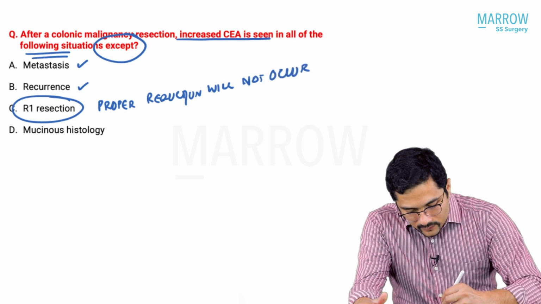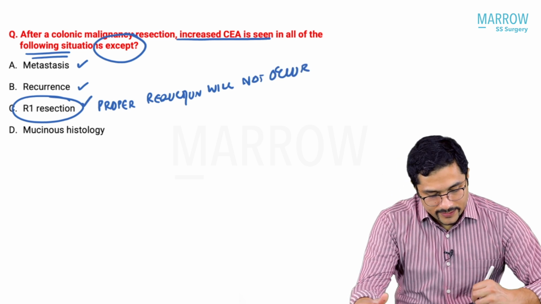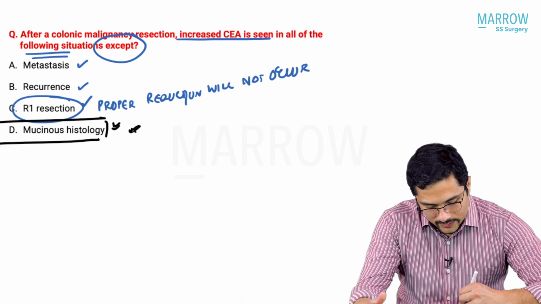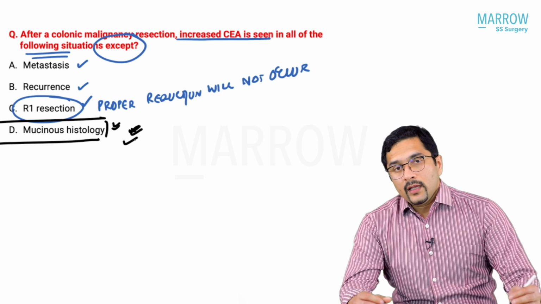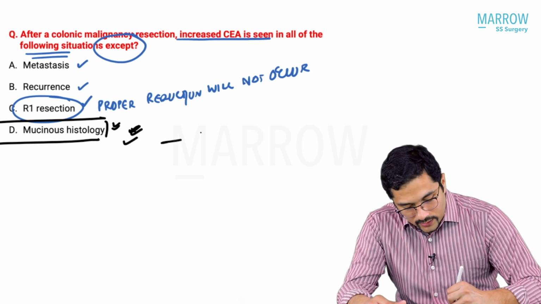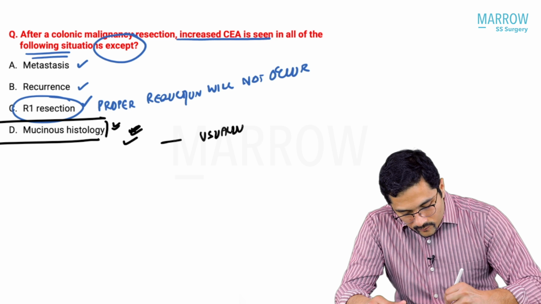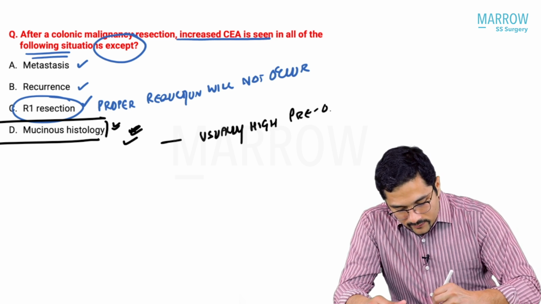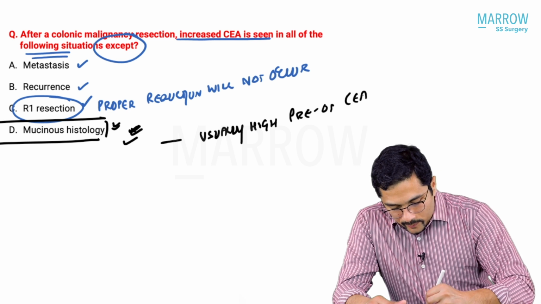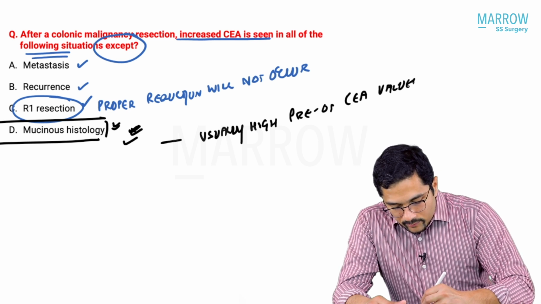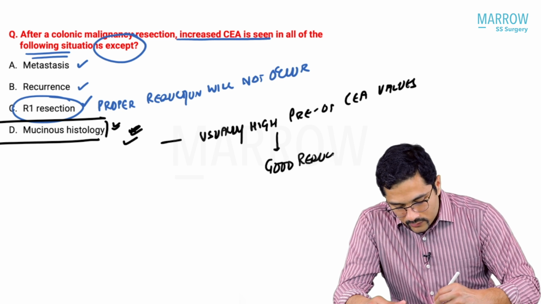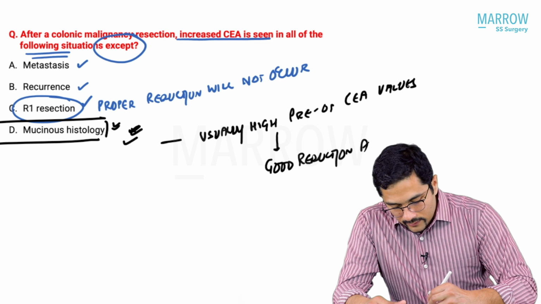So, this also is correct. The correct answer here is mucinous histology. Mucinous histology is the correct answer here. In mucinous histology, usually high pre-op CEA values are there, but there is good reduction after surgery. There is good reduction in mucinous histology after surgery.